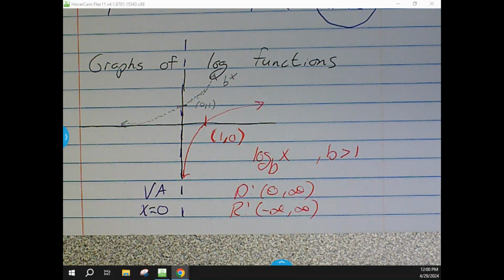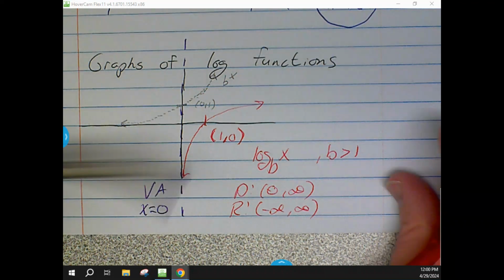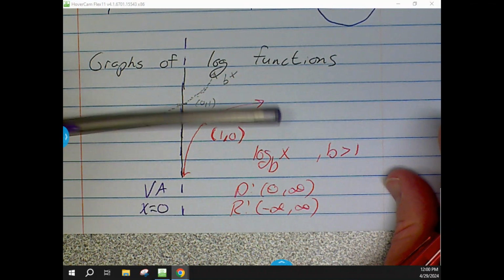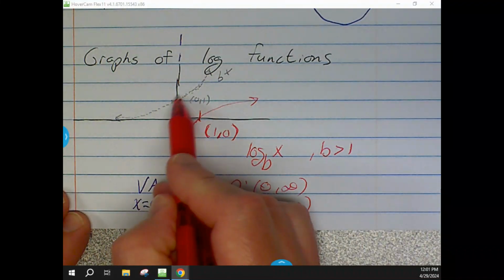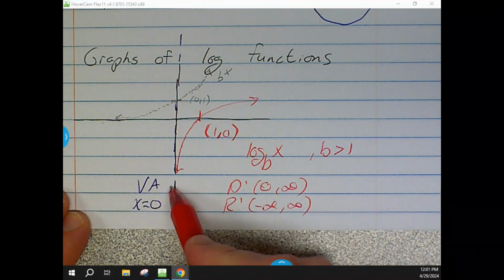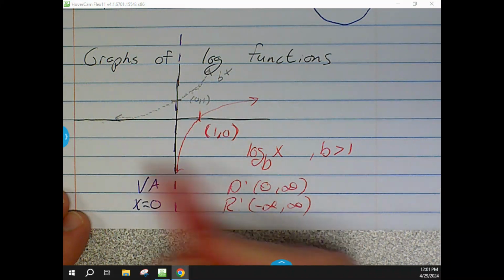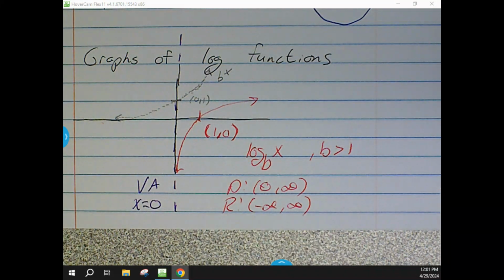Okay, so again, we flip-flopped everything. We had an asymptote on the x-axis. Now we've got one on the y-axis. This graph got close to the x-axis. Now it's getting close to the y-axis. We were at 0, 1. Now we're at 1, 0. So we've just turned the whole thing around, x's and y's, to get everything there.